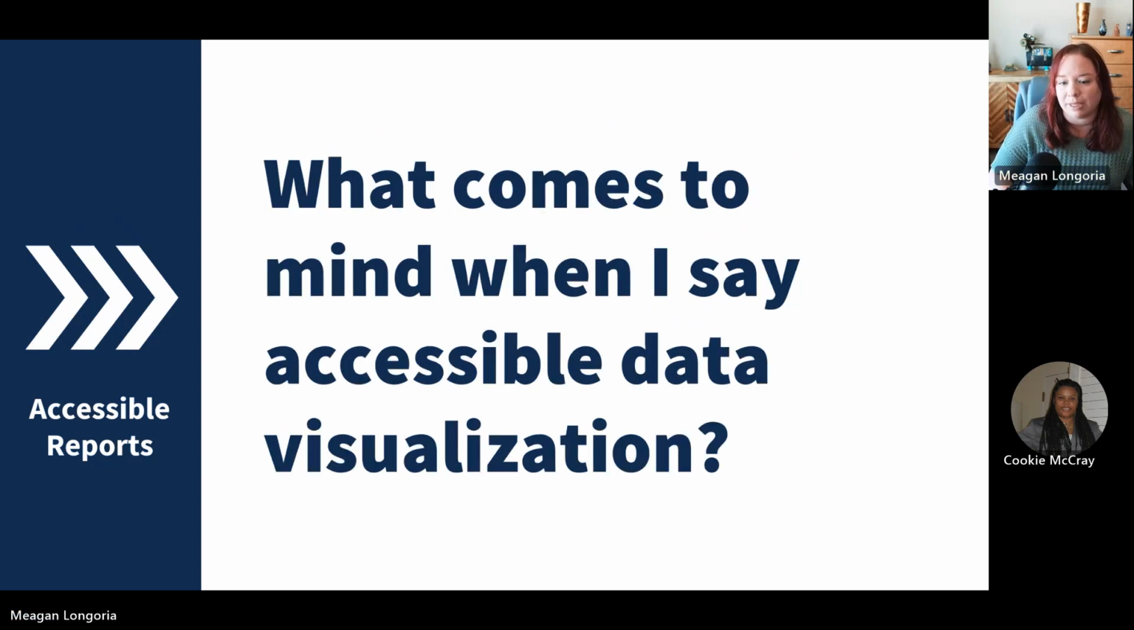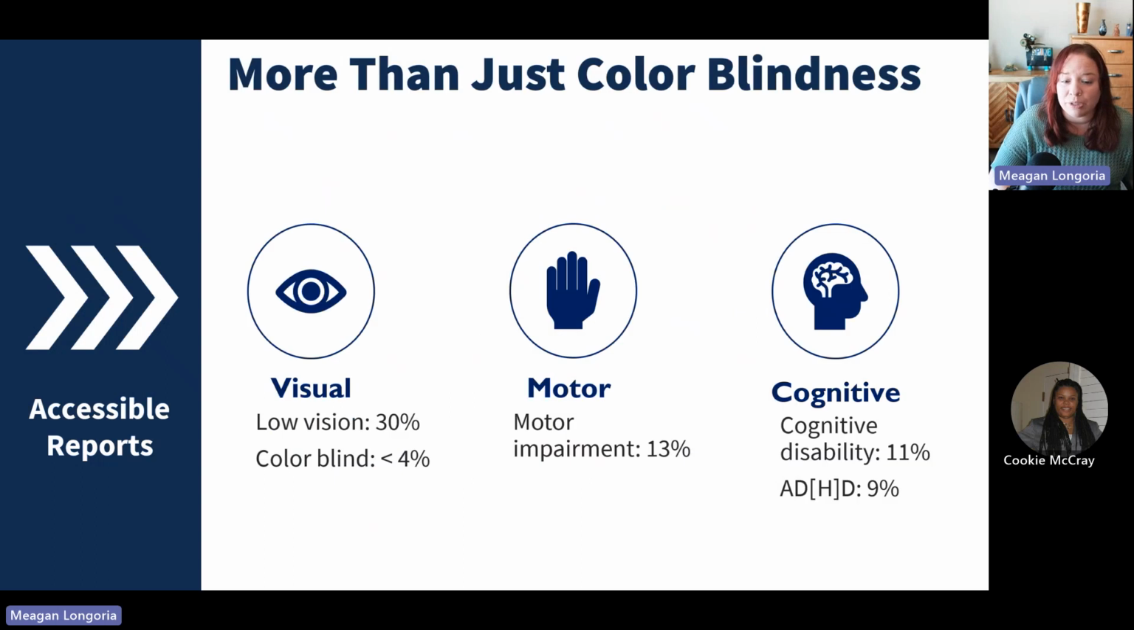So, if I asked you what comes to mind when people say accessible data visualization or accessible reporting, I would say the first thing that comes out of most people's mouths is color blindness. And that is a good example, but there's actually a lot more than that. Color blindness affects about 5% of people worldwide.